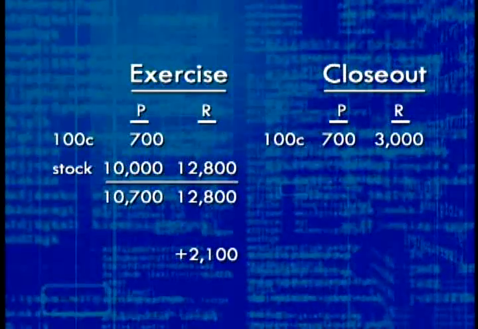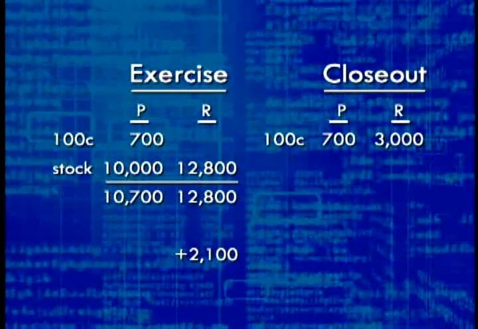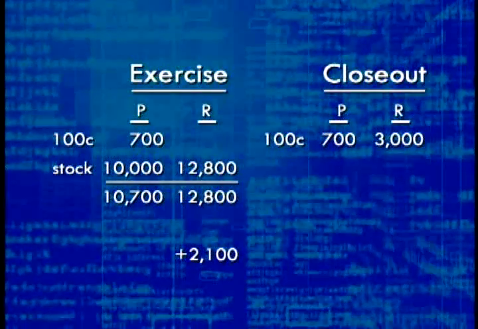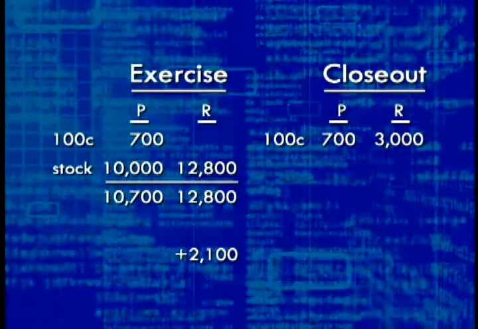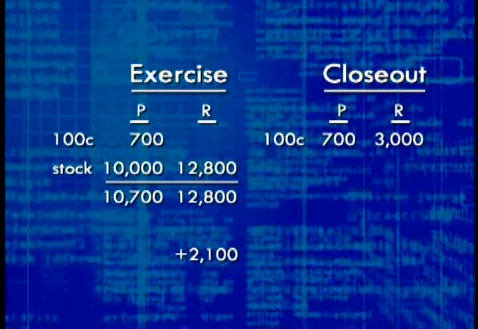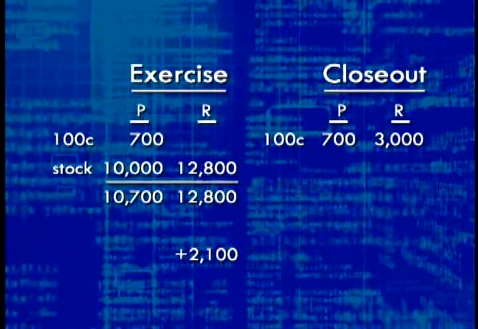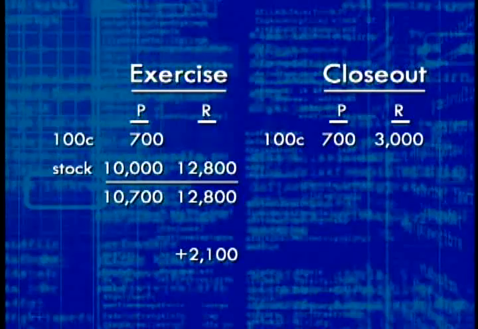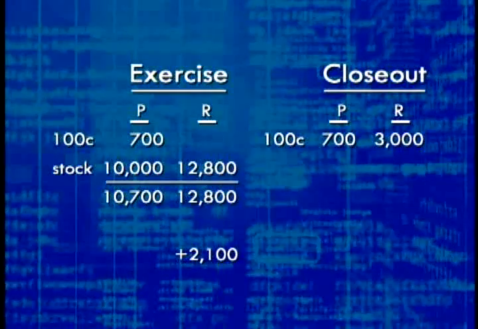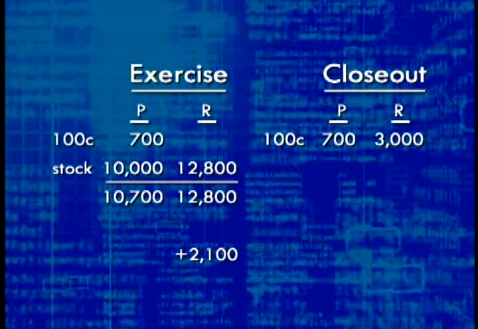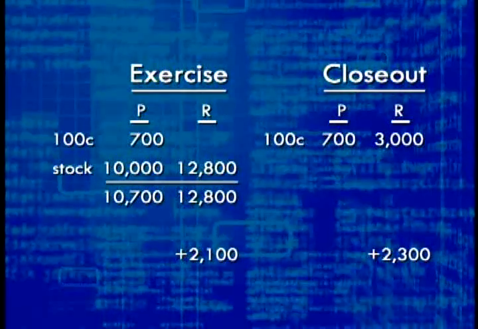So our total cost was the premium plus the strike price for the call option. Our total proceeds are $12,800, the market value, so we make $2,100 if we exercise the option. Now, another choice to remember is to close out the option. What happens there? We'll buy the option for $700. So how much can we resell it for at that time? We'll assume that the premium was $30. So the option now is worth $3,000, which is what we could sell it for at that particular moment. So not only would we have a profit, but also notice that the profit here would be larger than if we had exercised the option, $2,300 in this particular case.